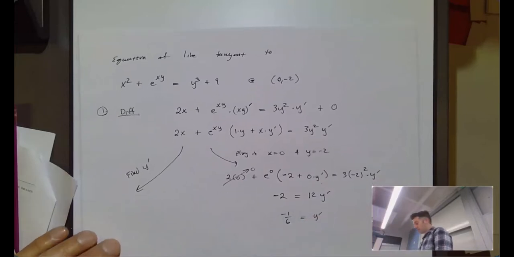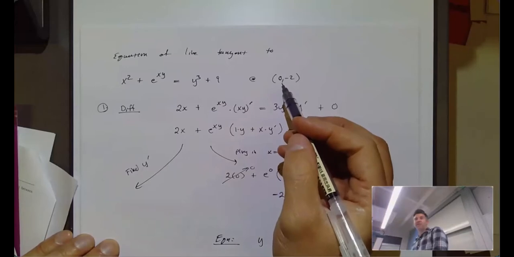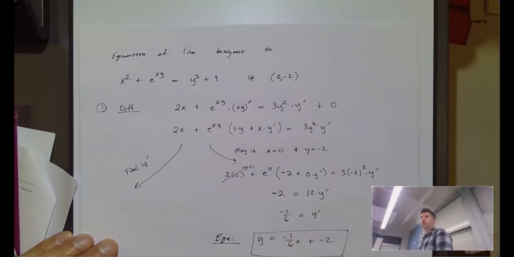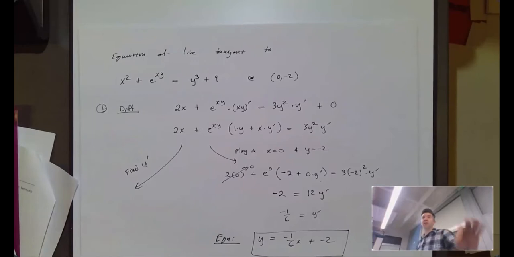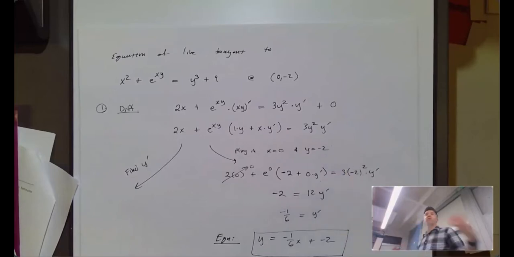So for this tangent line, we're going to get y, well look, they even gave us the y-intercept. How nice is that? Y equal to -1/6 x plus -2. So if you're being asked to find the equation of the tangent line, definitely after you take the derivative of both sides, if it's implicit, just plug in your points because it's usually less algebraic work.